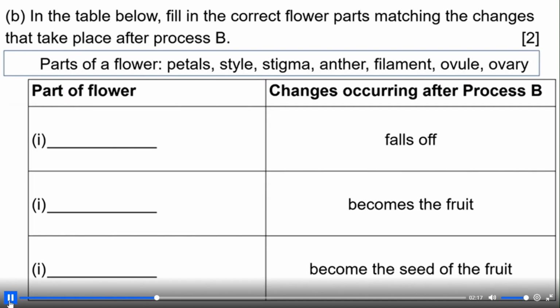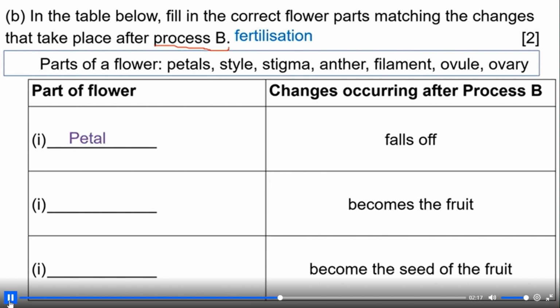Part B, in the table below, fill in the correct flower parts matching the changes that take place after process B. So process B that we identified just now was fertilization. So after fertilization, what changes occur? Before we even go into that, we need to know the parts of a flower. So what are the parts of the flower? Petals, style, stigma, anther, filament, ovule, ovary. So after fertilization, the petals will wilt and fall off. So this is the first part of the answer.